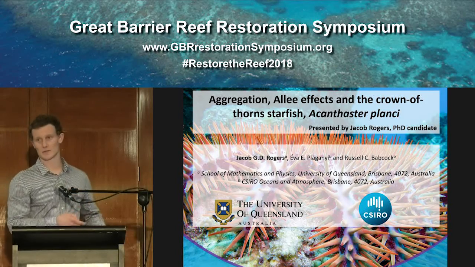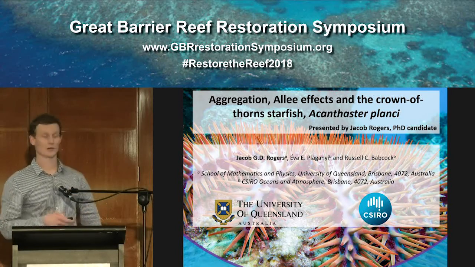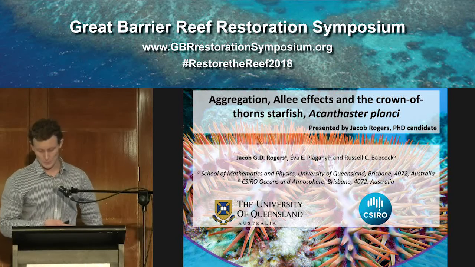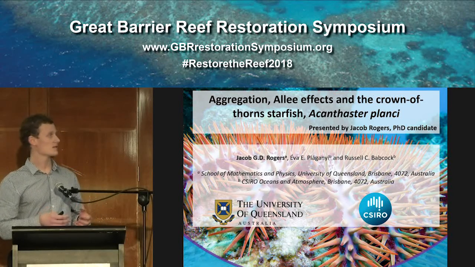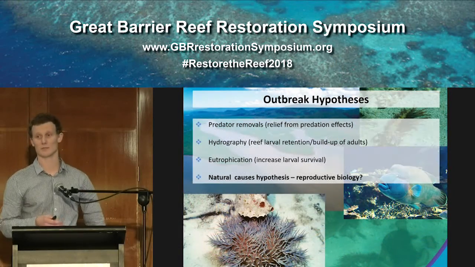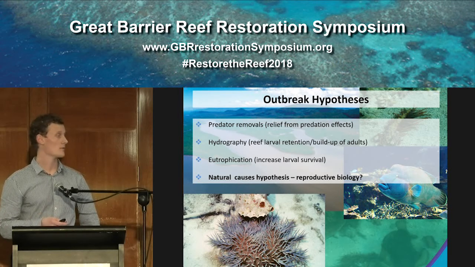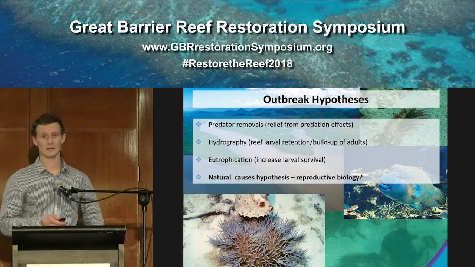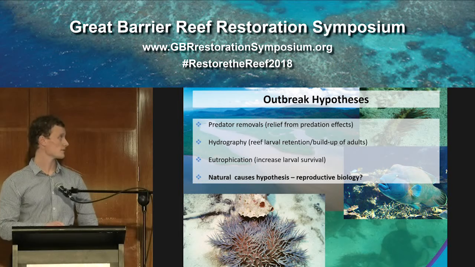About every 17 years these crown-of-thorns outbreaks occur, and there are a number of mechanisms which have been suggested to underpin these. One of these is the natural causes hypothesis. And this underpins the others and is fundamental to why these outbreaks occur. It suggests that the occurrence of these outbreaks stems back to the reproductive biology, so fertilization and larval production arising from aggregated or high density populations. This is also known as the adult aggregation hypothesis.